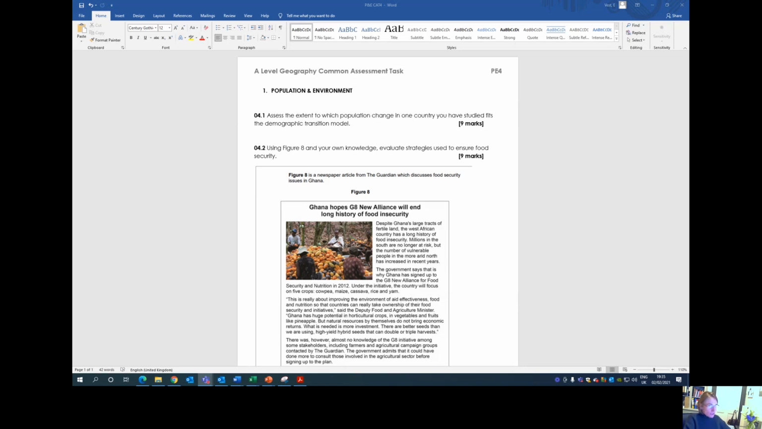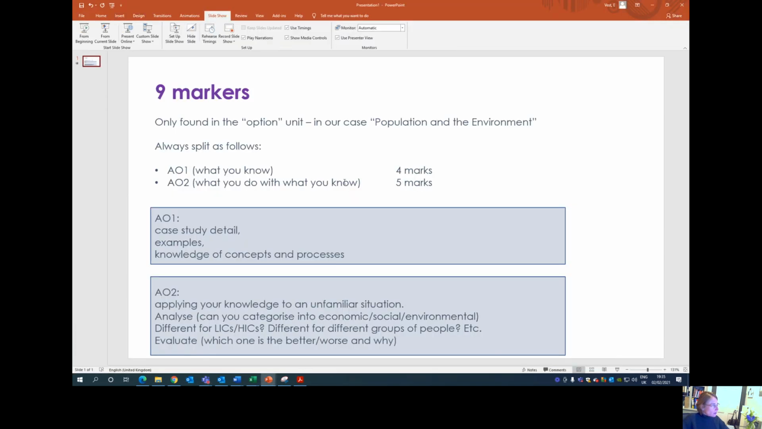So you just have 2 questions today, and both of them are 9 markers. If you can just have a look on the screen, you can see you've got 2 9-mark questions. I thought it was possibly worth just pointing out the following for you. 9 markers are something that's new for you. We only have them in the population and the environment unit, so you haven't come across them that much before up until now, but you will get 9 markers. I think it's 2 you get in the unit for population and the environment. So it's worth pointing out the following to you.